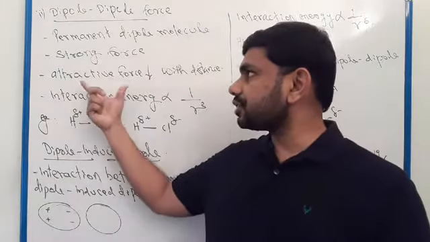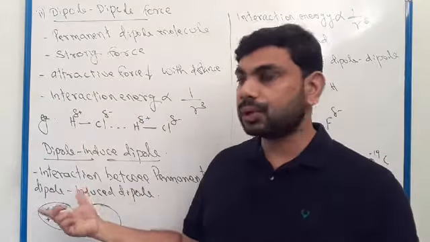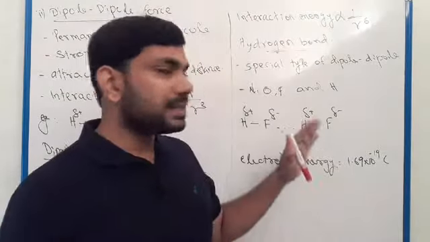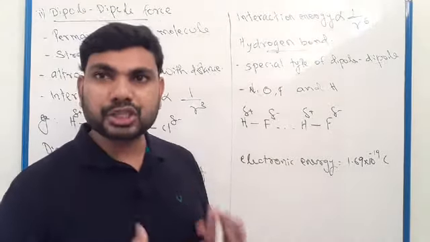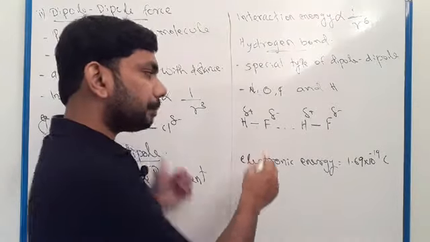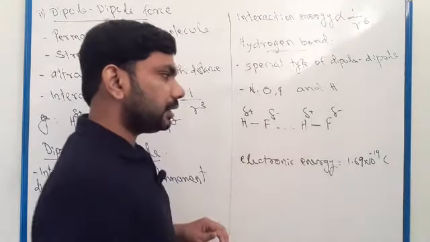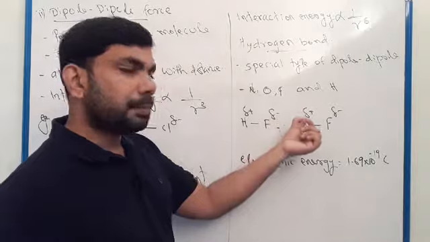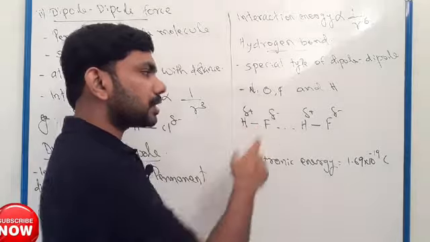We discussed dipole-dipole interaction. It happens in a permanent polar molecule. HCl is an example. Hydrogen bond is the same type, a special type of dipole-dipole interaction. See here, hydrogen fluoride. The previous one we discussed was hydrogen chloride. Similarly here, hydrogen fluoride. Here the negatively charged atom will attract the positively charged hydrogen atom. Also here there is a partial positive charge and a partial negative charge.